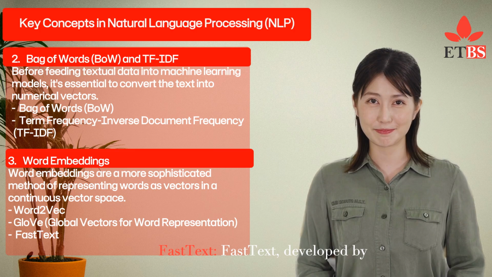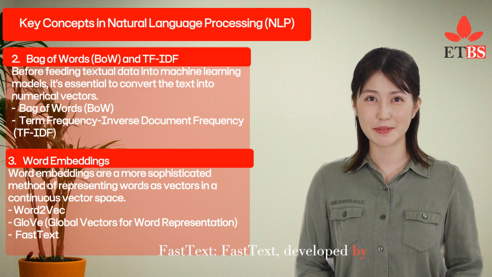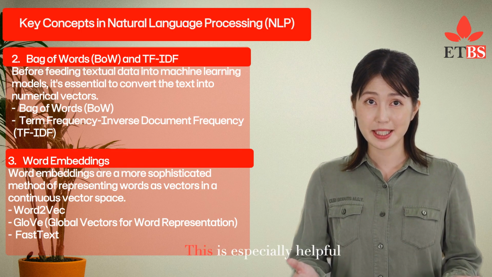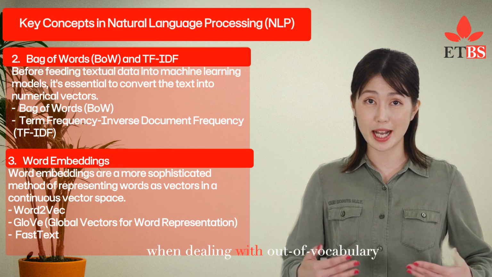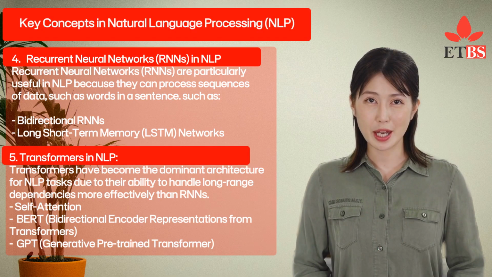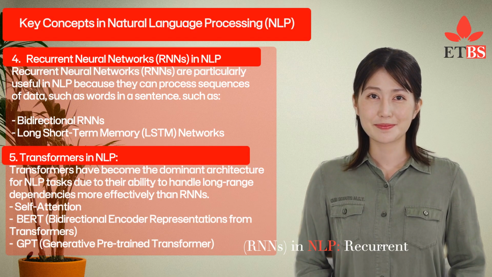FastText. FastText, developed by Facebook, is similar to Word2Vec but has the advantage of representing subword information. This is especially helpful when dealing with out-of-vocabulary words. 4. Recurrent neural networks, RNNs, in NLP.